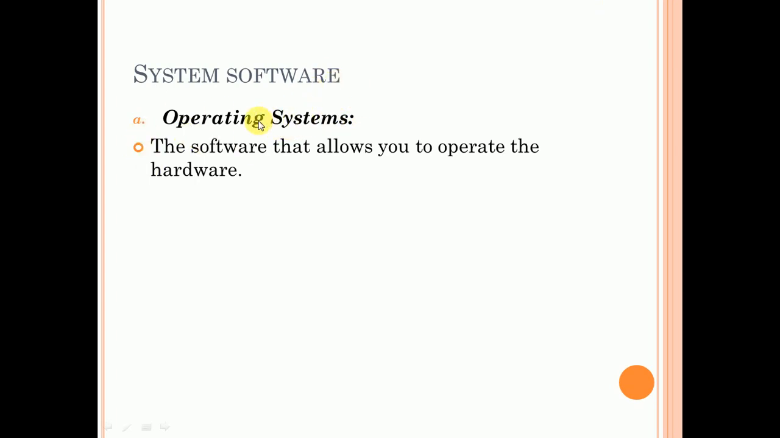Without the operating system, the computer cannot be started. Without the operating system, the computer cannot be operated. So this is software that allows you to operate the hardware. That is called an operating system.